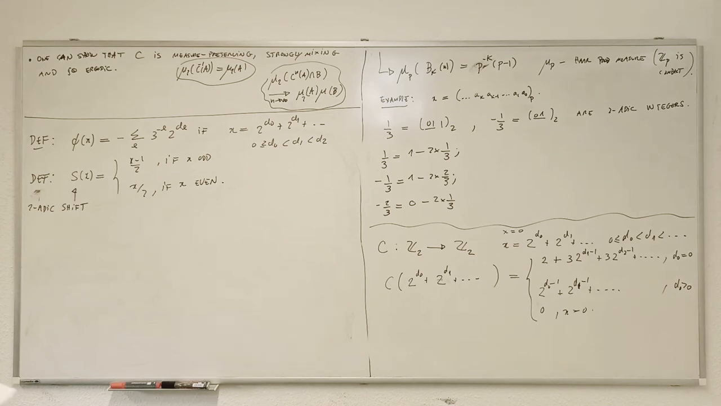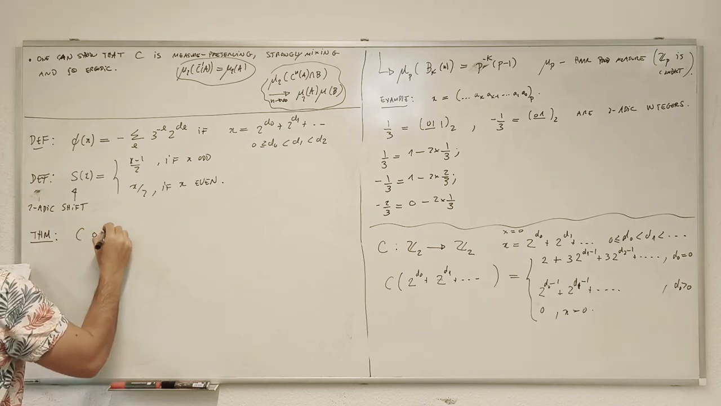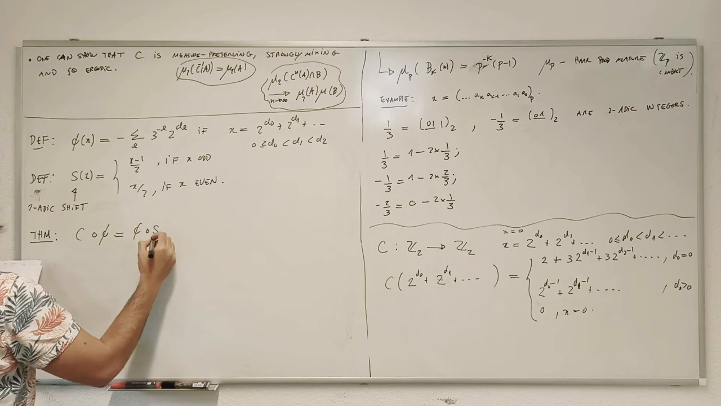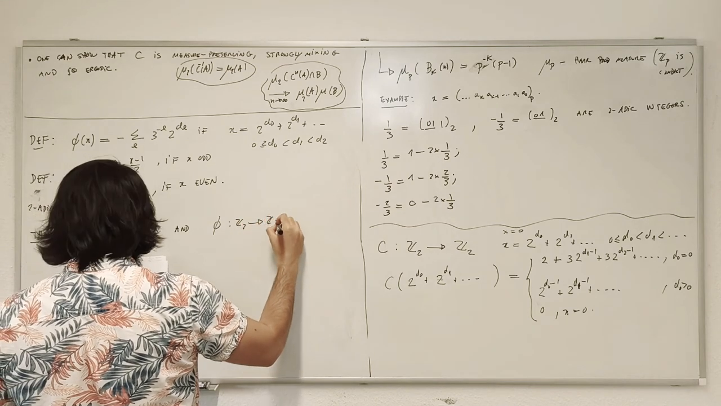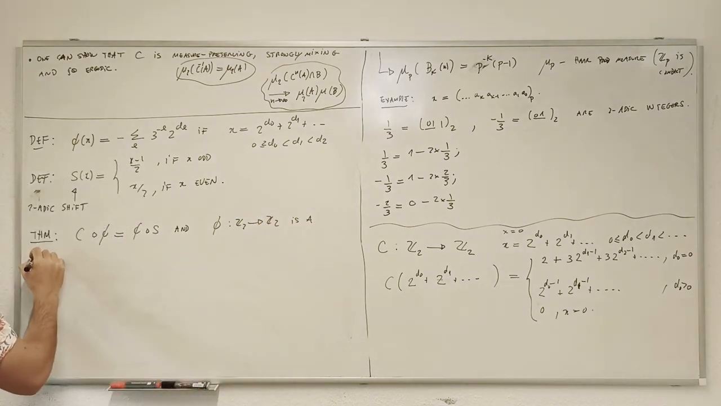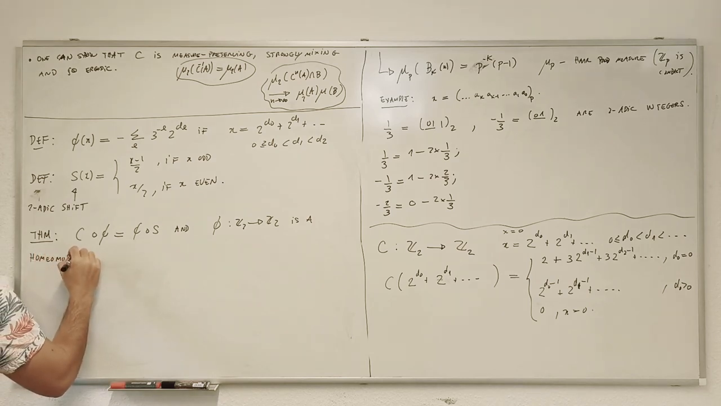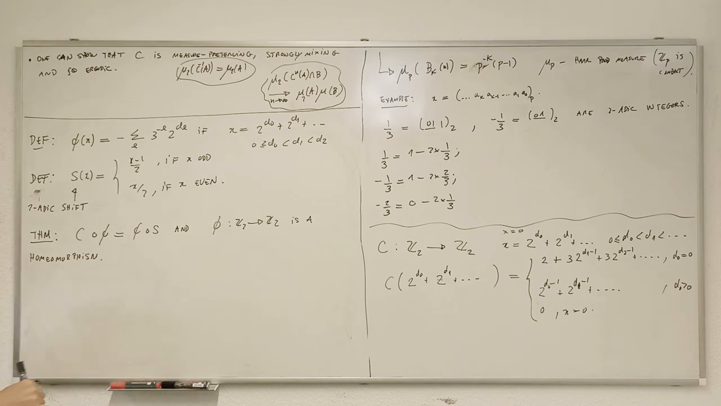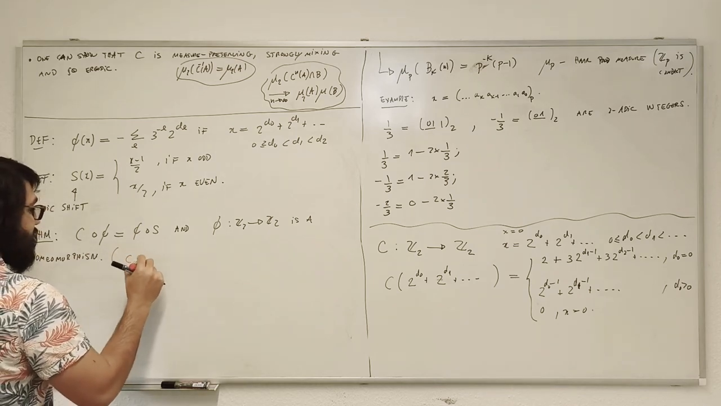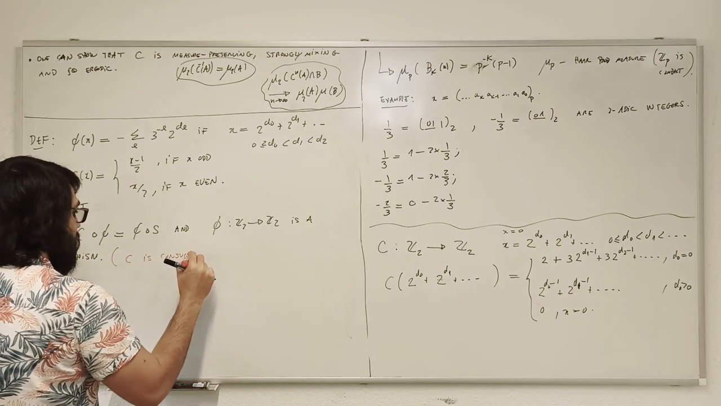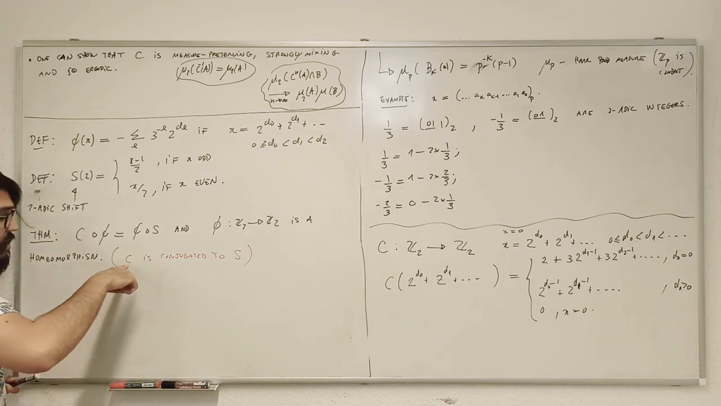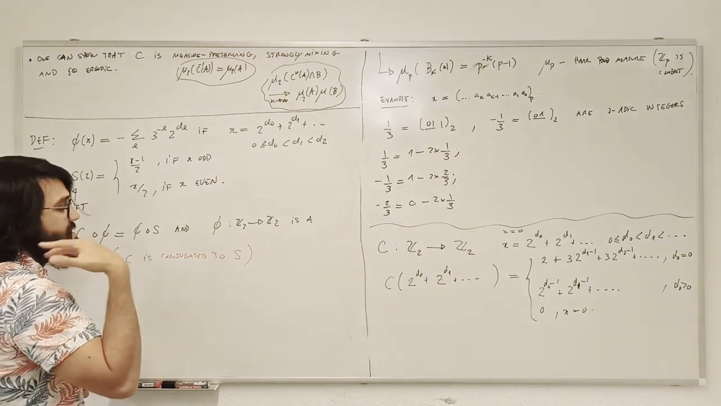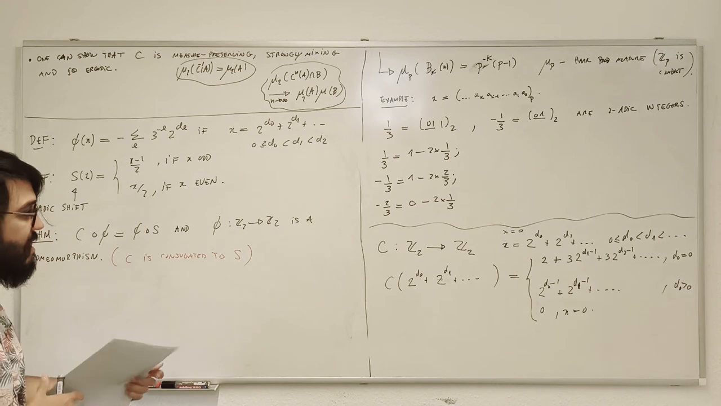Okay, so this is the two-adic shift, and the theorem is that C composed with phi is phi composed with S, and that phi from Z2 to Z2 is a homeomorphism. Okay, so in dynamic terms, I'm saying that C is conjugated to S. So in dynamic terms, the dynamics of C is exactly the same as the dynamics of S, because they are conjugated dynamical systems.